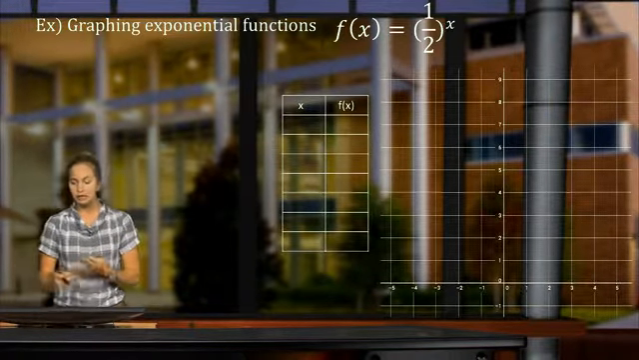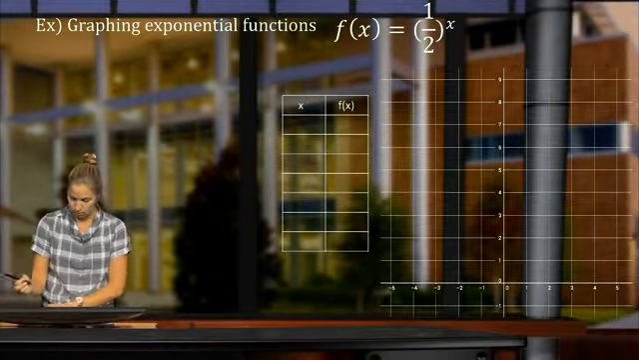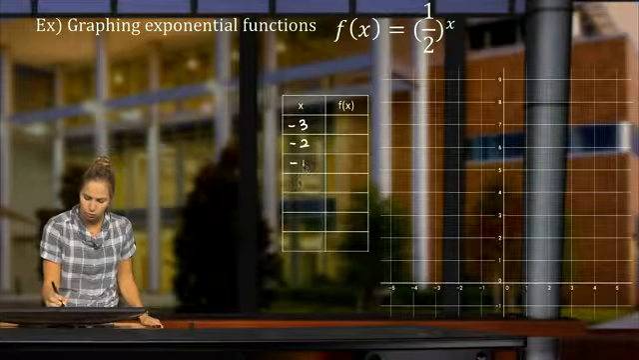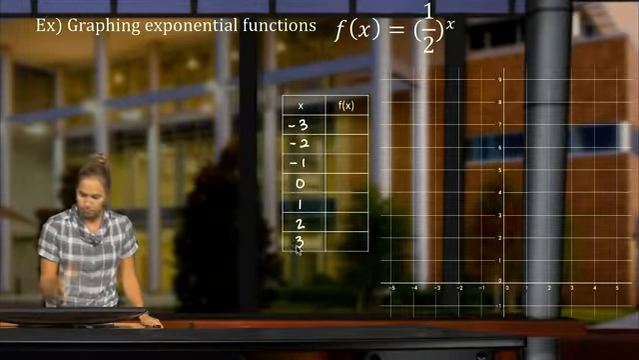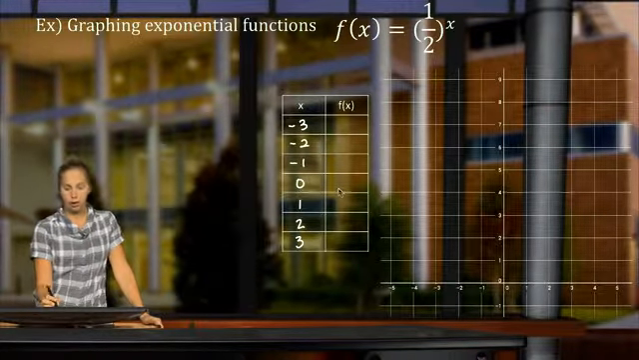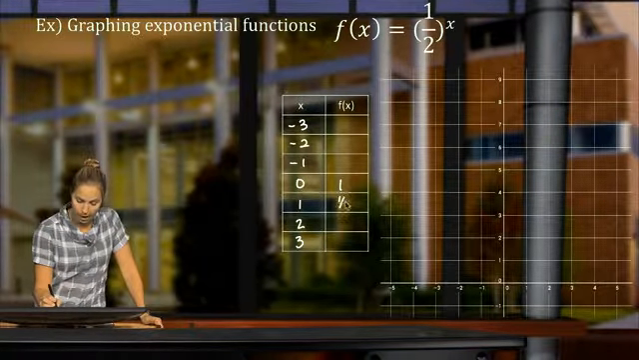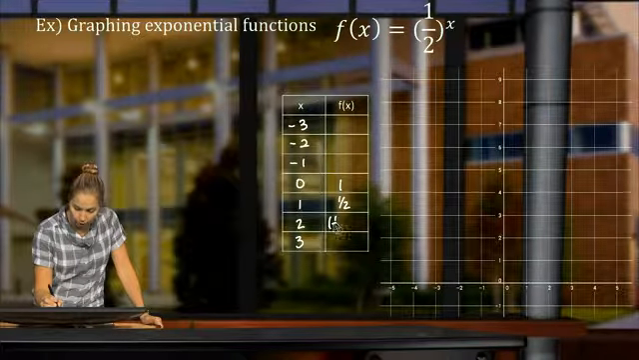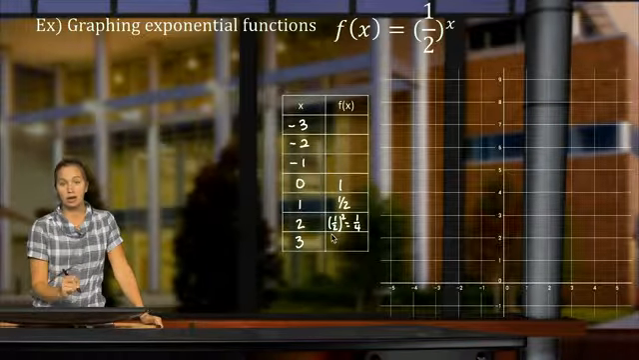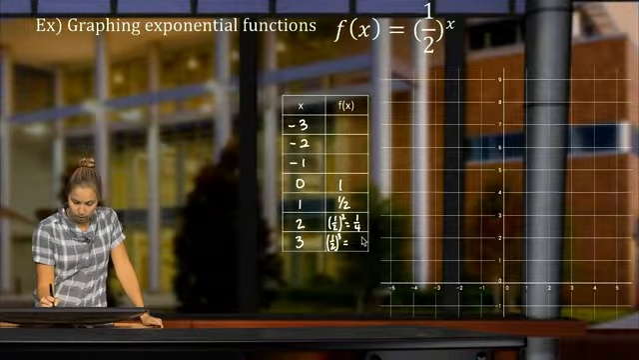Okay, let's try another one with a different base. F of x equals 1/2 to the x. So we're going to plug in the same 6 or 7 values, -3, -2, -1, 0, 1, 2, and 3. Now when we're evaluating this, let's start with the easy ones. 1/2 to a power of 0 is still 1. 1/2 to the first power is 1/2. 1/2 squared is actually 1/4. Remember, you have to square the numerator and the denominator of that. 1/2 cubed is going to be 1/8.